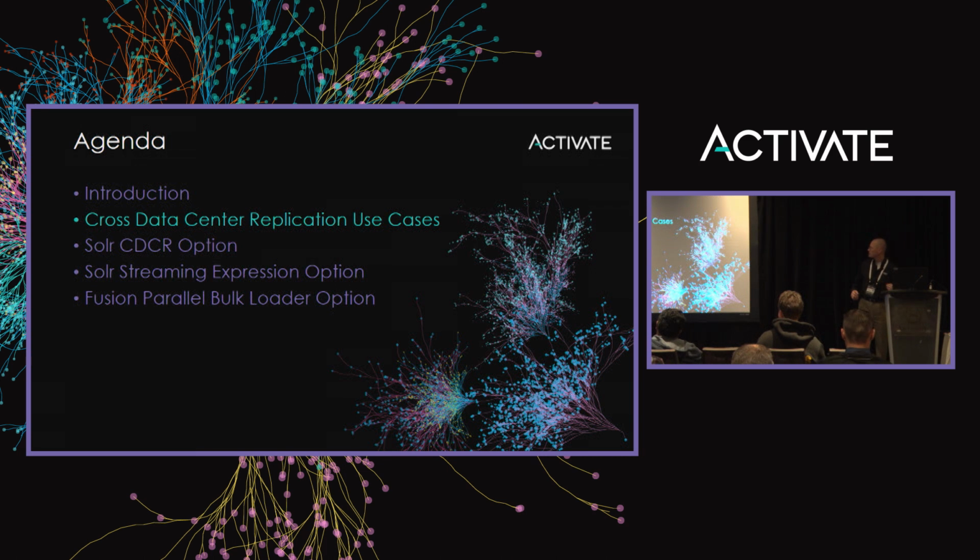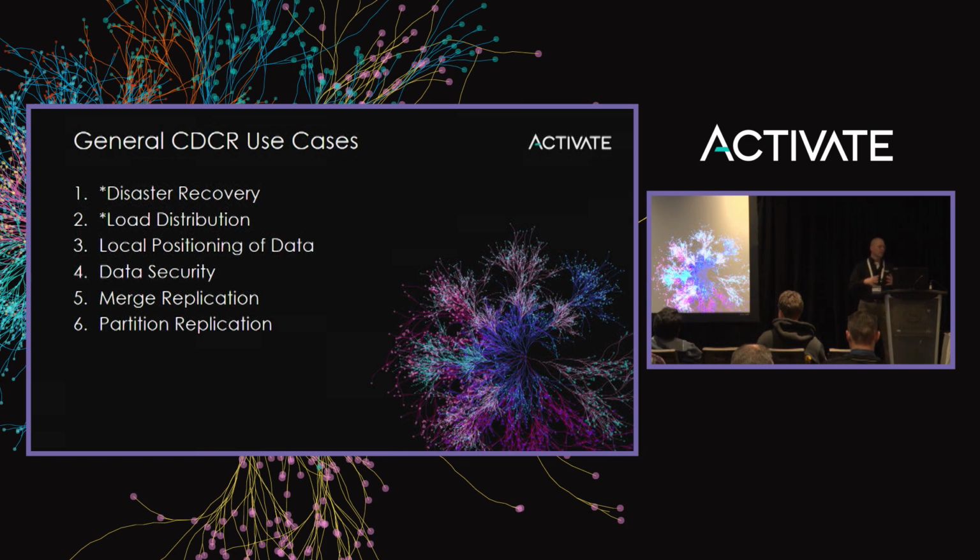So, cross data center replication use cases. The far and away most common use case is disaster recovery. We want a copy of the data that we have someplace safe so that in the event of some catastrophe, you can cut over to your disaster recovery data center and continue to run. That's far and away the most common reason.